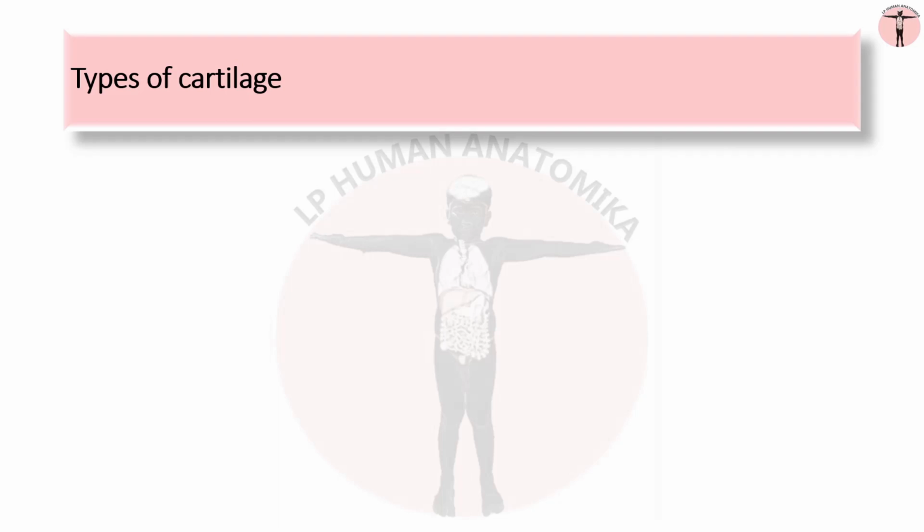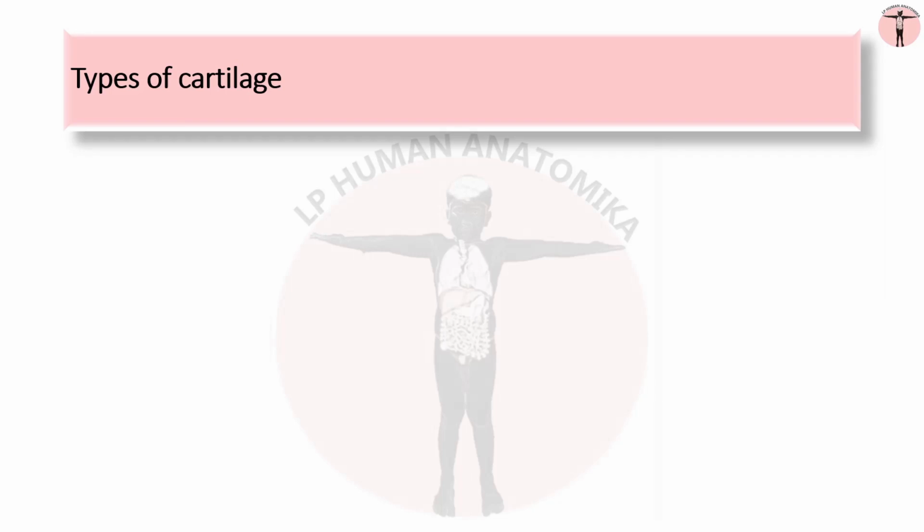Previous session, we discussed in general the components of cartilage. To recap, we discussed the introduction, components like cells, which are chondroblasts and chondrocytes, extracellular matrix, which included fibers and ground substance, and finally the arrangements of these components in general. In this session, I will be explaining each type of cartilage in specific.